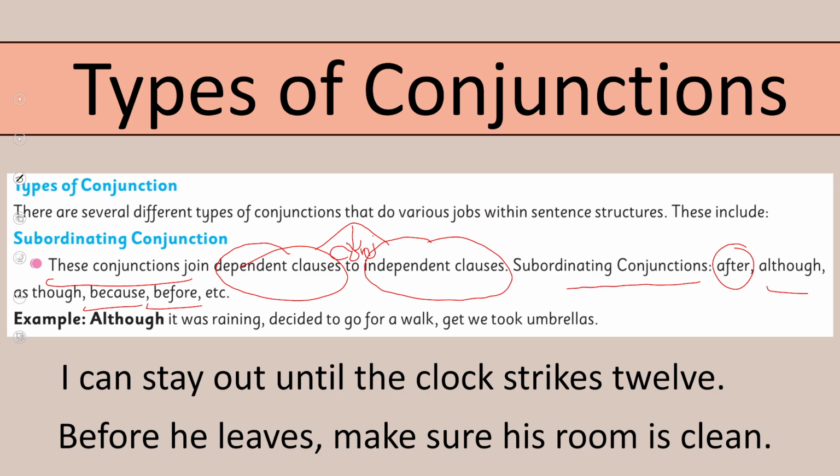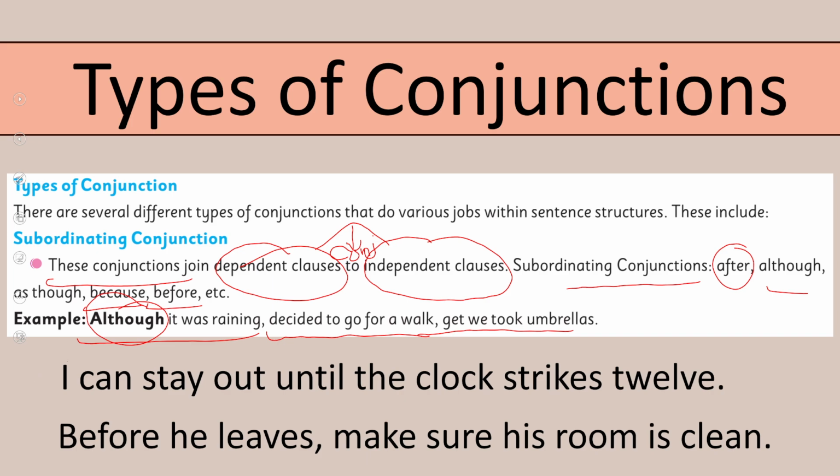For example, although it was raining, we decided to go for a walk, we took umbrellas. So these different fragments are connected with the word although. Although is our subordinating conjunction. It can appear at the start and also in the middle.